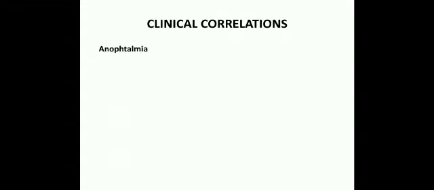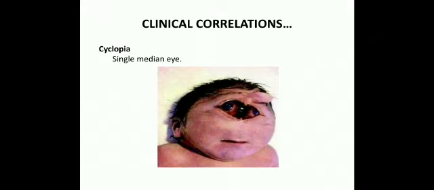So, clinical aspects: anophthalmia, there is absence of an eye. It occurs when the optic vesicles fail to form. Then cyclopia, that is a single eye. It is a severe and uncommon anomaly of the face. There develops a single median eye. So, cyclopia is transmitted by recessive inheritance. So, the two eyes may fuse to form a single eye.